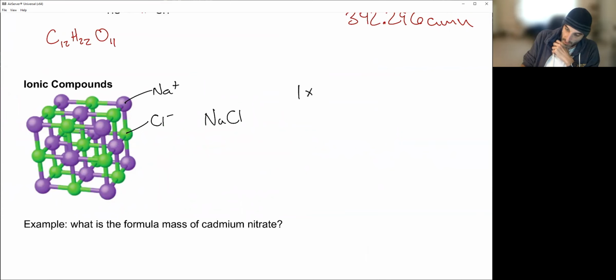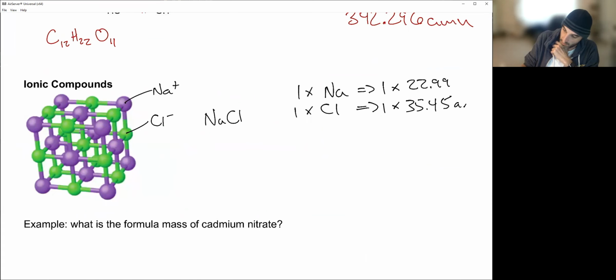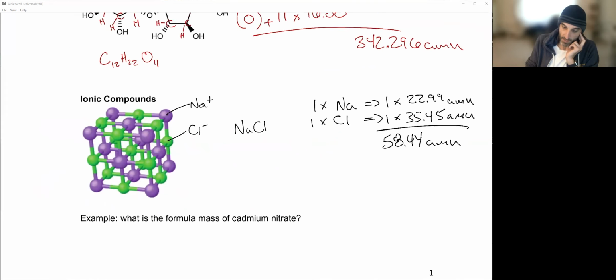Okay, so we have one sodium at 22.99, and I have one chlorine at 35.453, both AMU. So I think it comes out to about 40. Let's see, 22.99 plus 35.45, 58, oh, way off, 58.44 AMU. There we go. So that's the molar mass of my ionic compound.